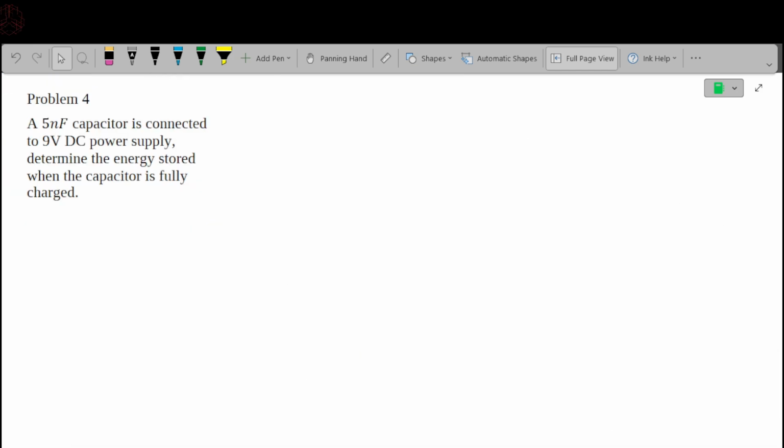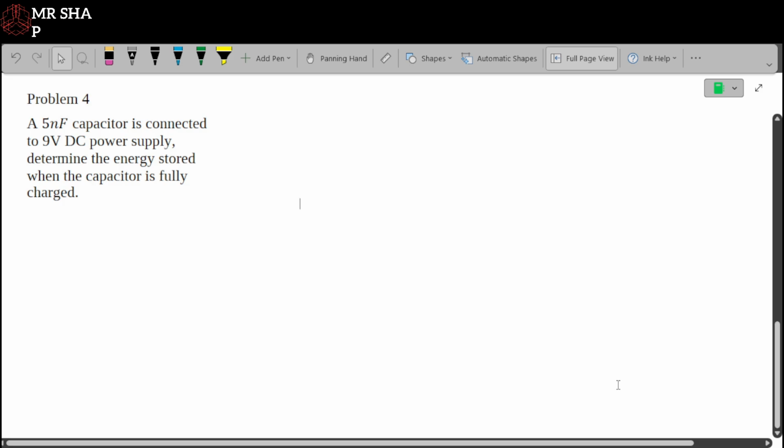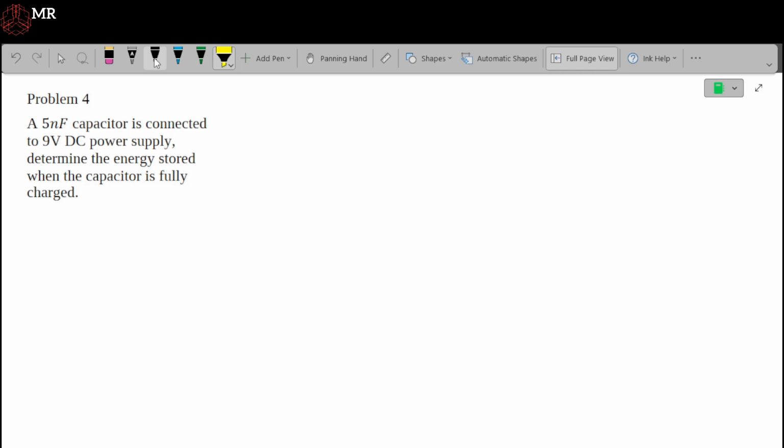Okay, so moving on to question 4, we are asked about energy. All right, so a 5 nanofarad capacitor is connected to a 9-volt DC power supply. Determine the energy stored when the capacitor is fully charged.